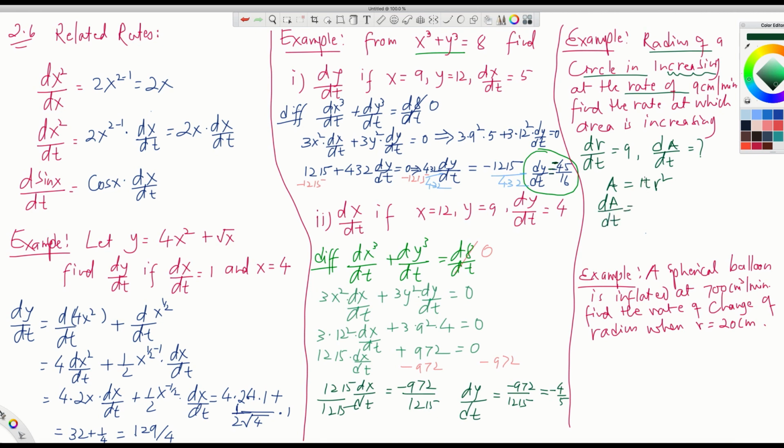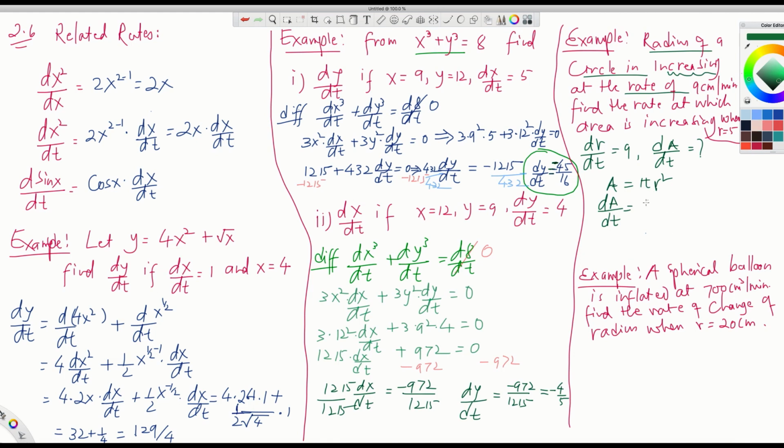Oh, by the way, I think this question is not complete. Find the rate at which area is increasing when r equals 5. Okay, so we need the r value as well. All right, guys. So let us do this.